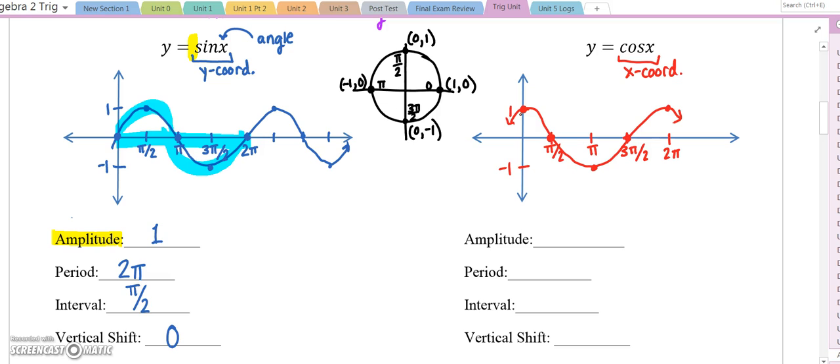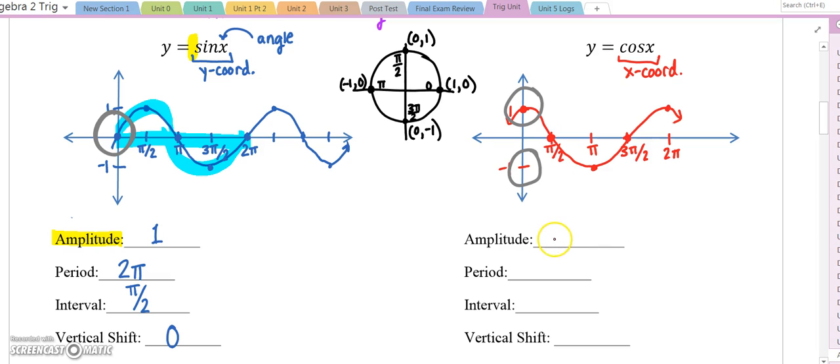Can you tell the difference between sine and cosine? The difference is actually where they start. Sine will start at the midline, whereas cosine will start at either the max or the min. And we'll talk more about that in a second when we do an example.